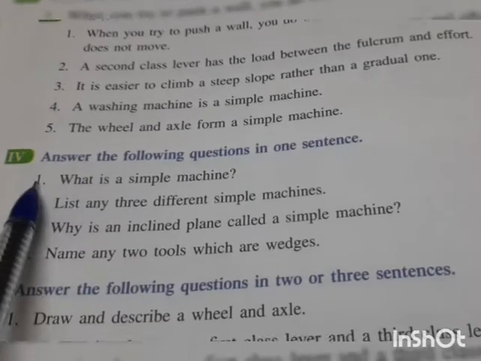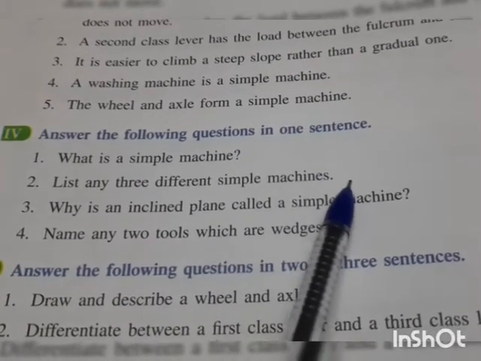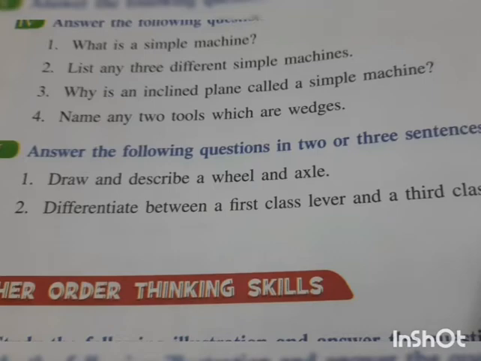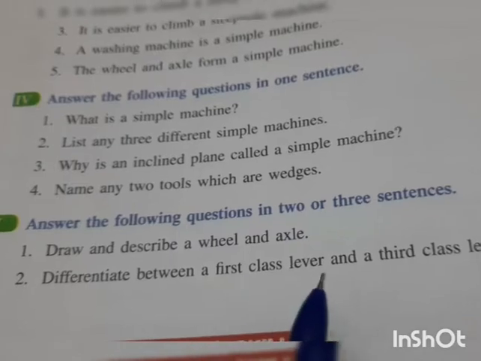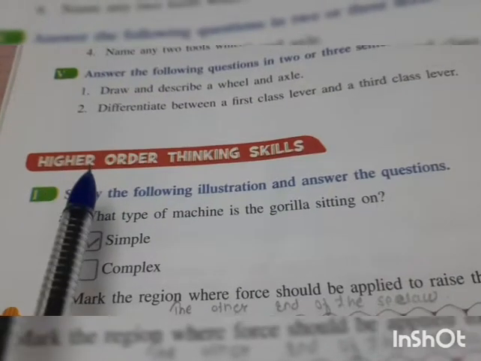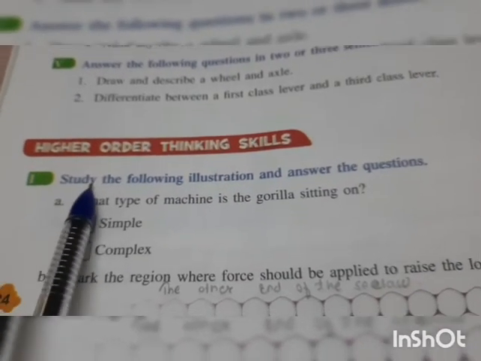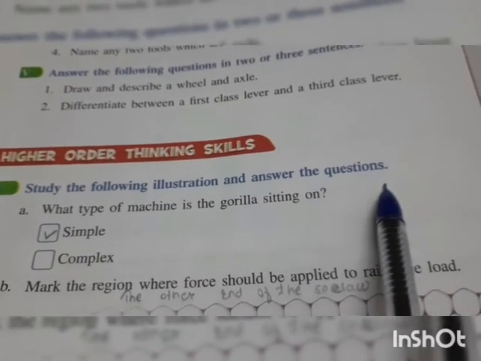Then question number 4, answer the following questions in one sentence, and answer the following questions in two or 3 sentences. Dear children, you have to write these answers from the textbook. Now come to the next question. Higher order thinking skills questions. First, study the following illustration and answer the questions.